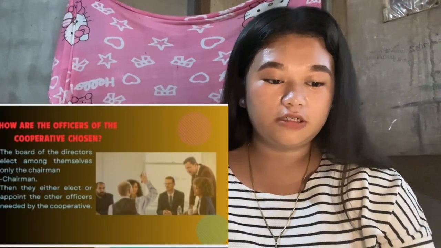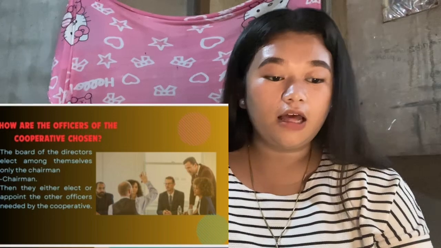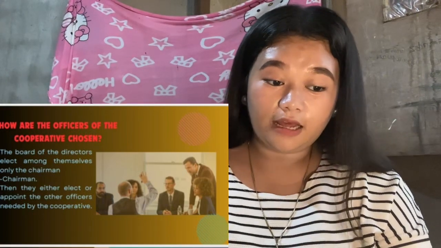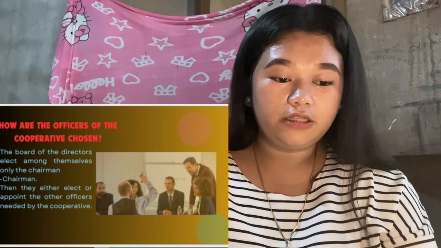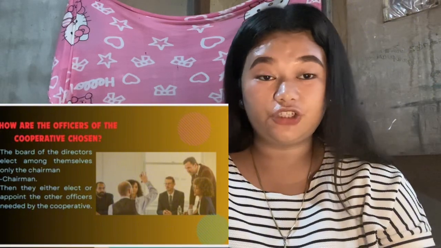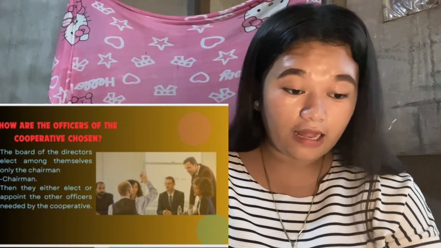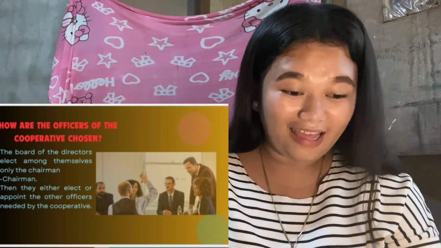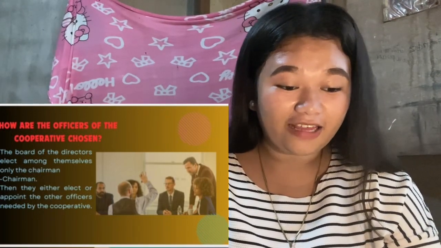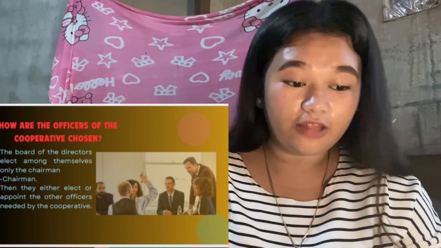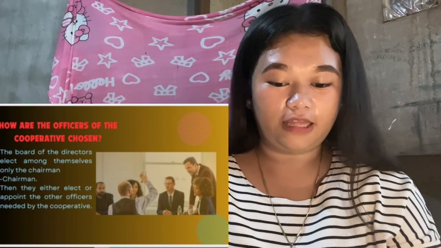My report is about how the officers of the cooperative are chosen. The board of directors elect among themselves only the chairman and vice chairman. Then they either elect or appoint the other officers needed by the cooperative.